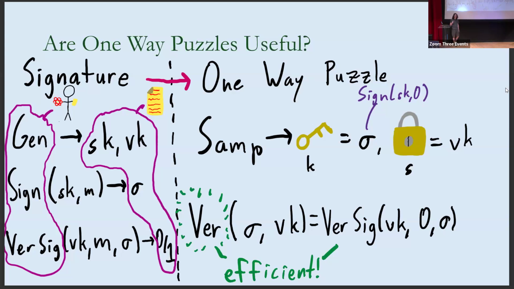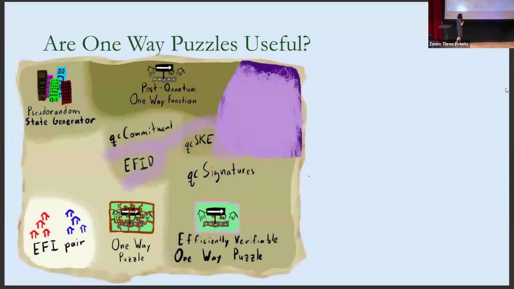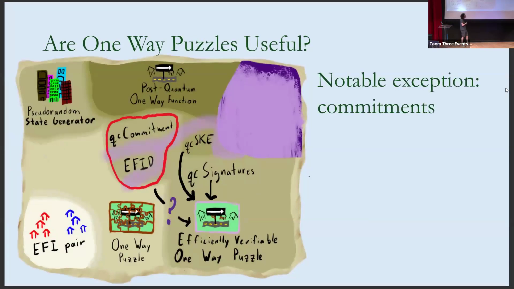And so what I've actually just shown is that we can build efficiently verifiable one-way puzzles, or EV one-way puzzles, from any QC signature scheme. And it turns out that this actually generalizes, and efficiently verifiable one-way puzzles can also be built from most QC primitives. With the notable exception of commitments, we don't know how to build EV one-way puzzles from commitments. It's an important exception. I'll come back to it again later.